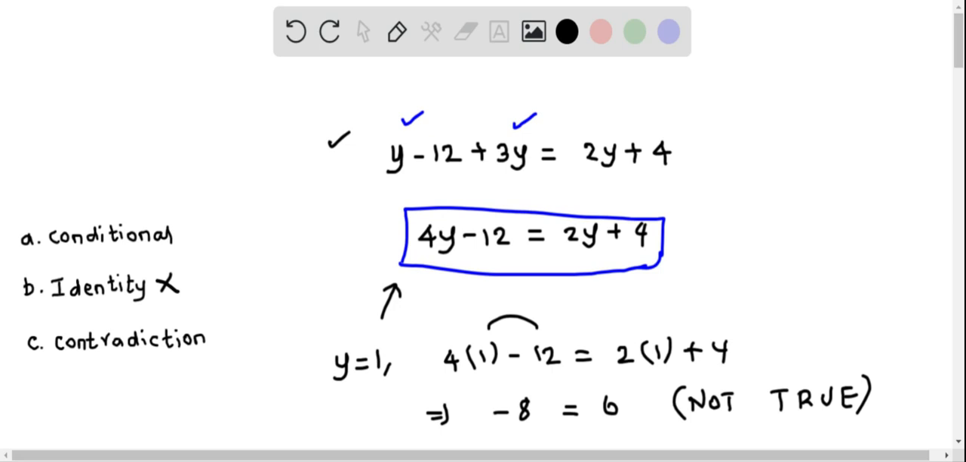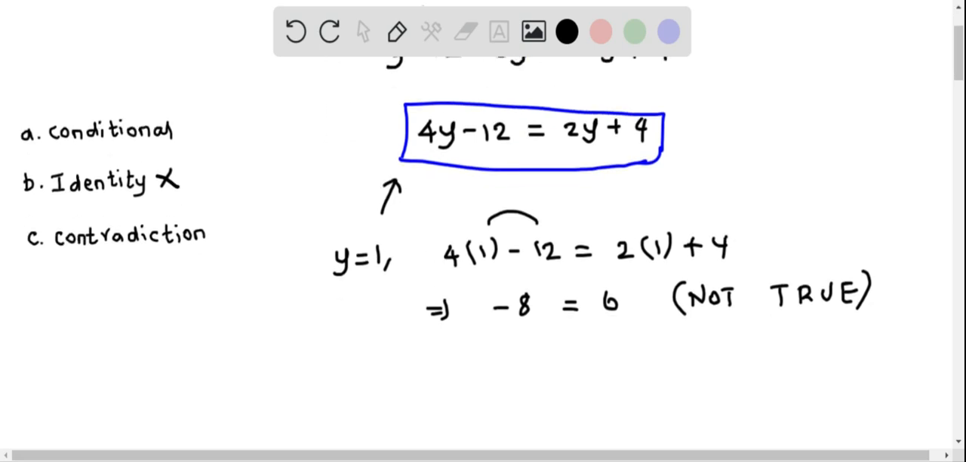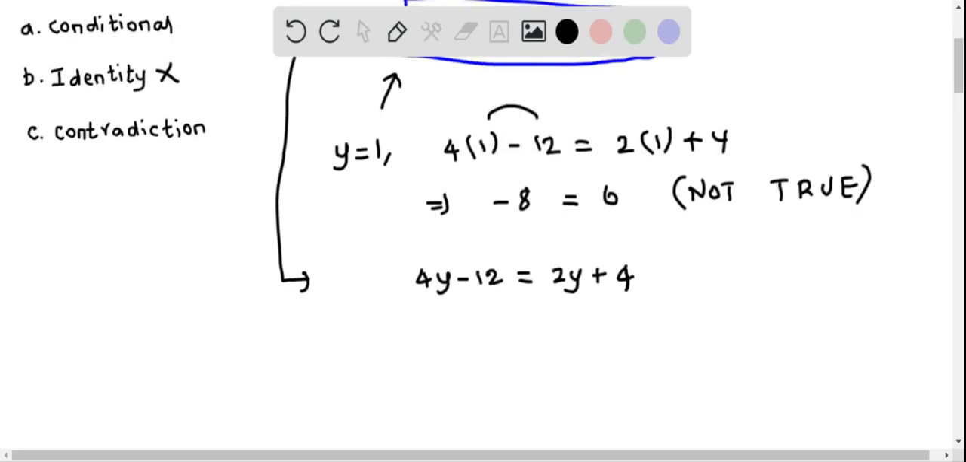Now let's check whether this could be a conditional equation. For this, I'm going to solve this equation. So I'm going to consider this equation once again. That is 4y minus 12, and this equals 2y plus 4. I will solve for y from this equation. I'm going to subtract 2y from both sides. So negative 2y and negative 2y. So these two will get cancelled. And on the left side, I get 4y minus 2y is 2y minus 12, and this equals 4.